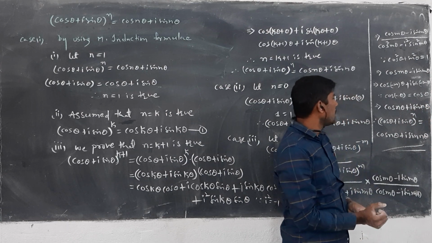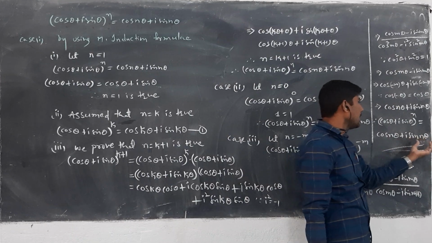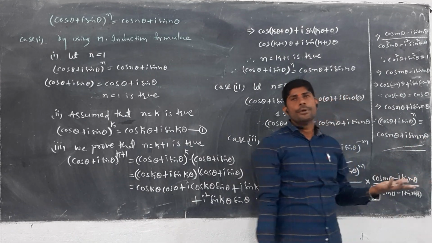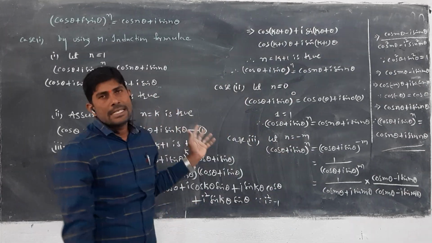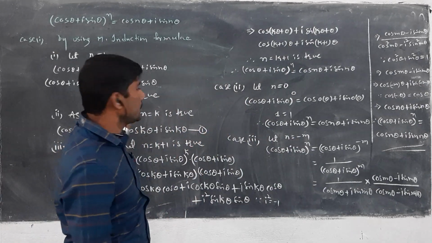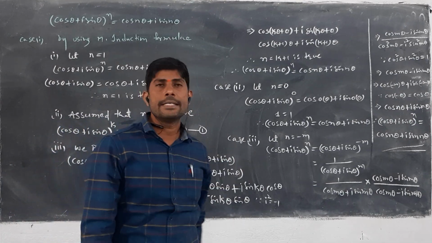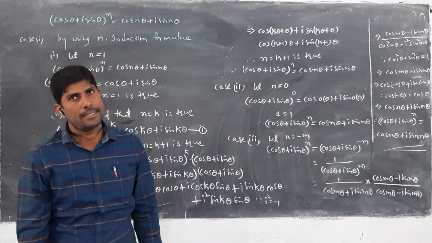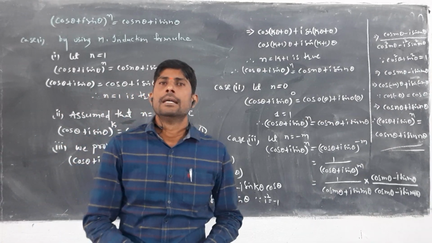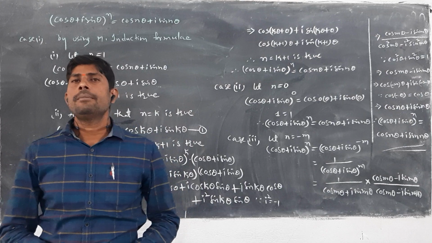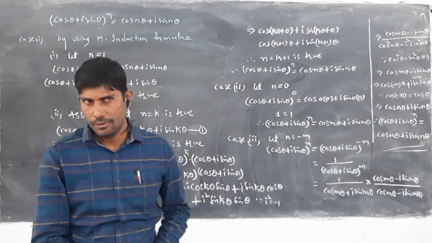Therefore (cos theta + i sin theta)^n is equal to cos n theta plus i sin n theta. We proved De Moivre's theorem by using three cases. First case is mathematical induction, second case n is equal to 0, and third case n is equal to a negative integer, minus m. Then we will meet in the next class with example problems using De Moivre's theorem, and the same exercise problems also. Okay, thank you.